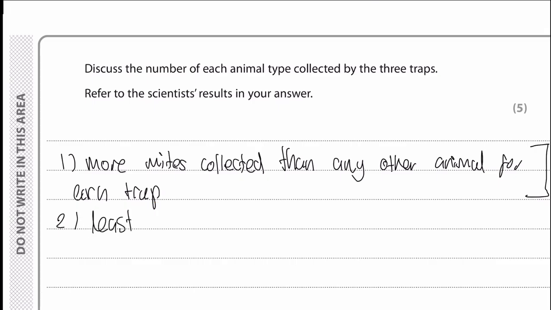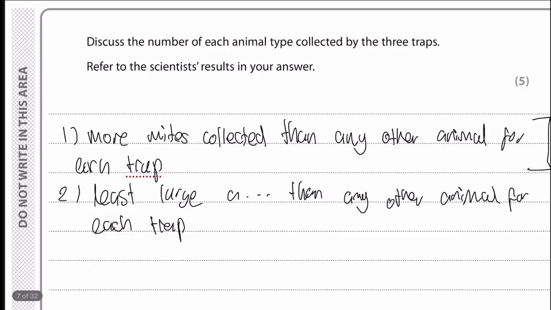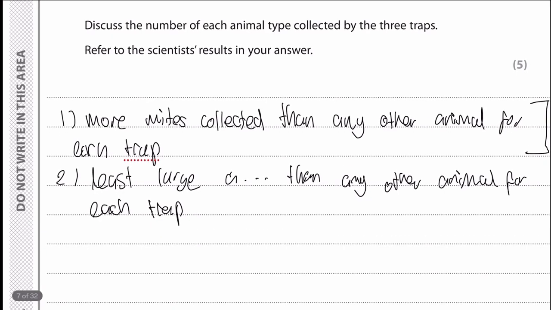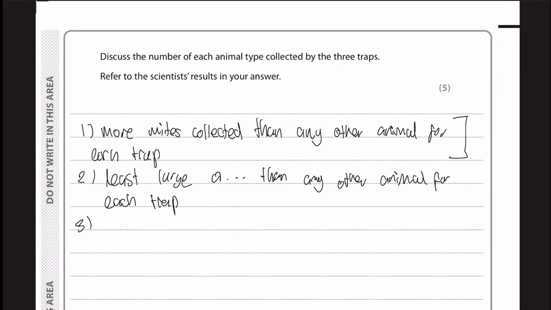So least large arthropods than any other animal for each trap. I abbreviated arthropods to A there just for the sake of time, but make sure you write out the full word in all of your responses, okay?